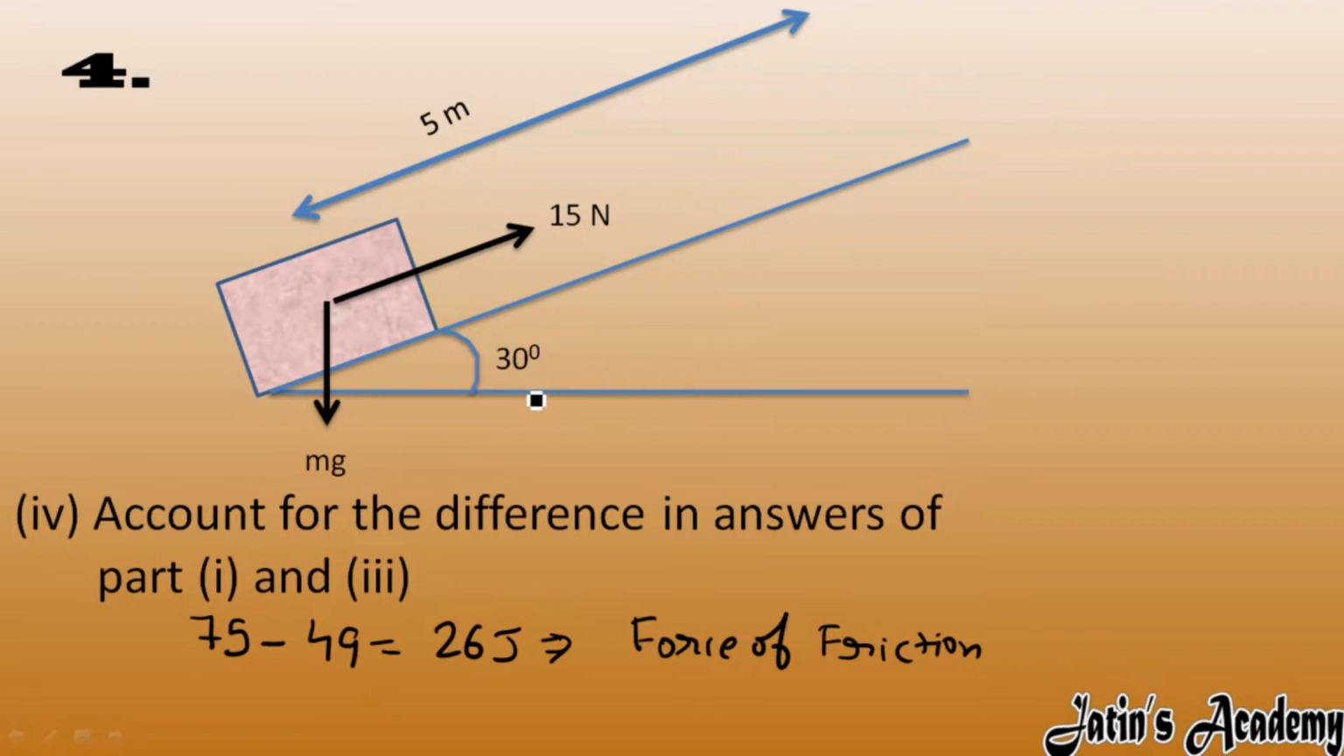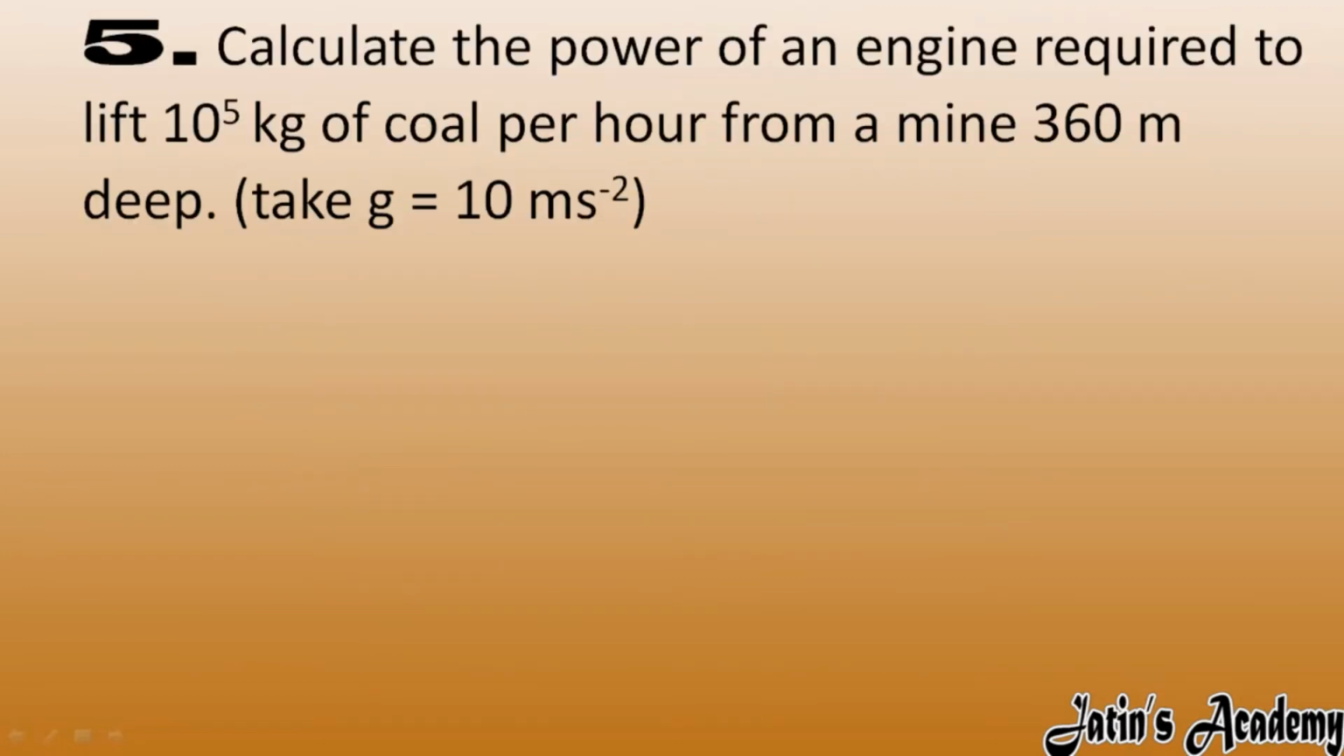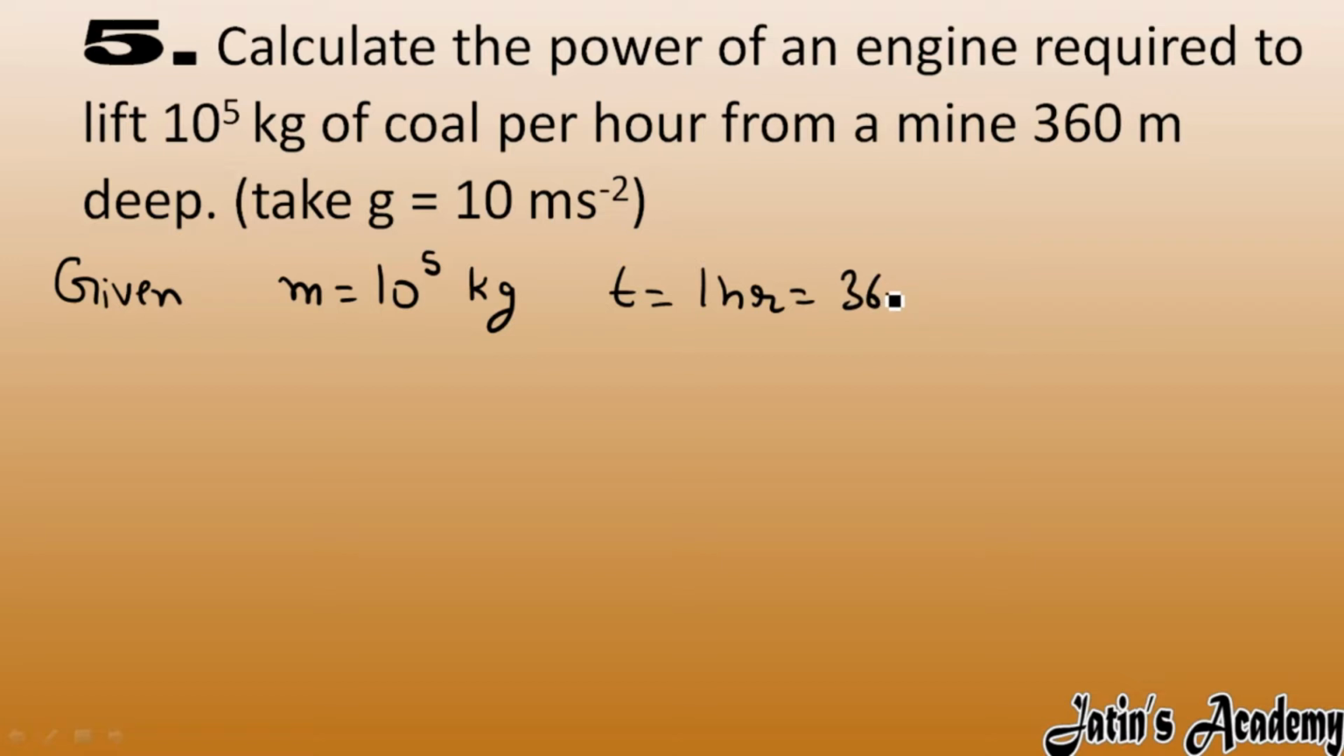Clear this part? Next question we have: calculate the power of an engine required to lift 10 raised to power 5 kg of coal per hour from a mine 360 meter deep. Take g value as 10 meter per second square. So here we have to calculate the power. In this case, given quantities we have: mass of coal is 10 raised to power 5 kg. Next we have per hour, means time is given as 1 hour. 1 hour is basically 3600 seconds. Next we have 360 meter as a height or depth, you can say.